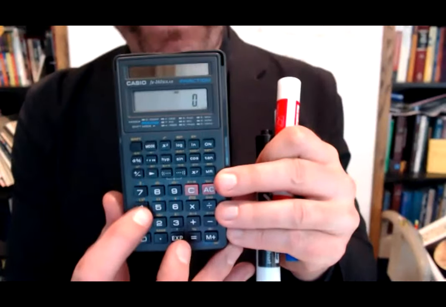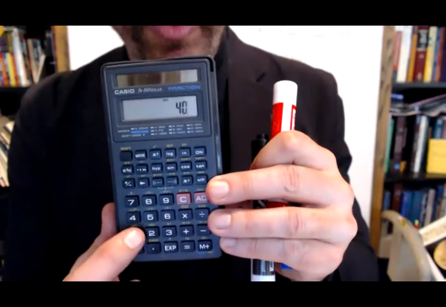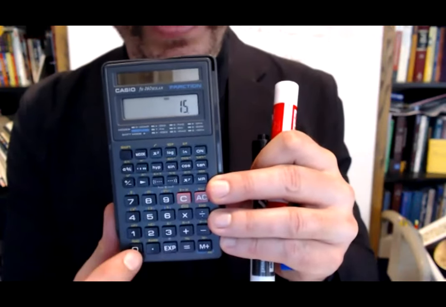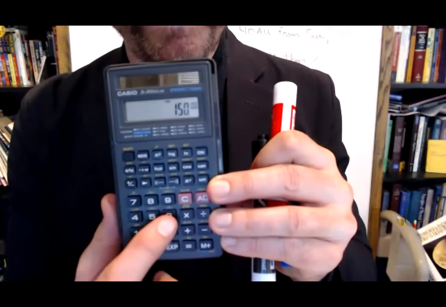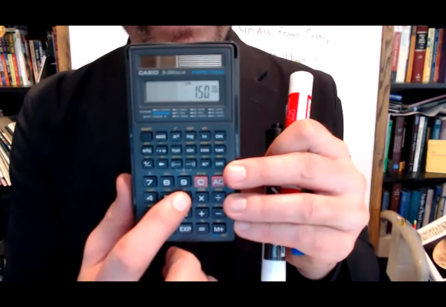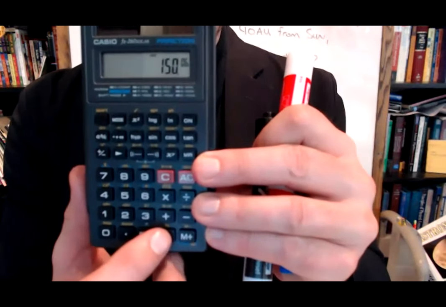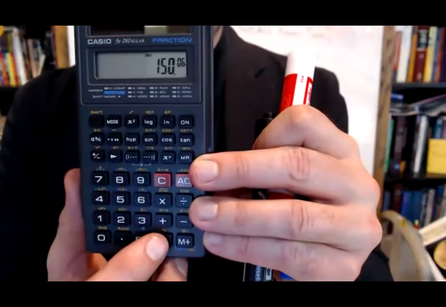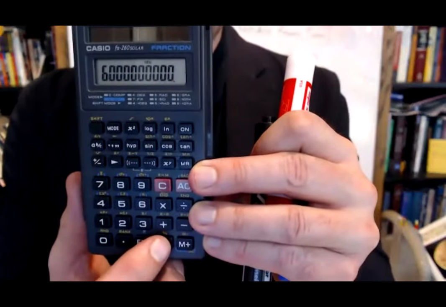So I'm going to do 40 times 150. Now we're not going to type 10. We're just going to do EXP 6. And then I'll skip the divided by 1 and then equals. Is that what you got? Yep. Okay, what is that number?